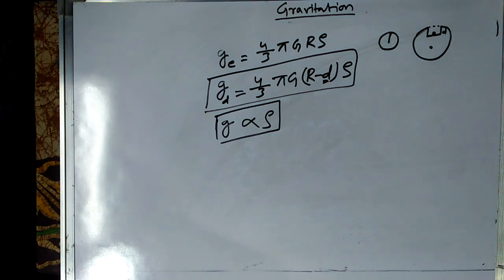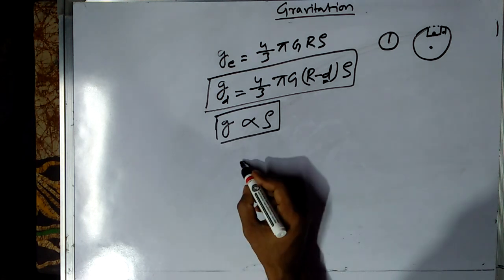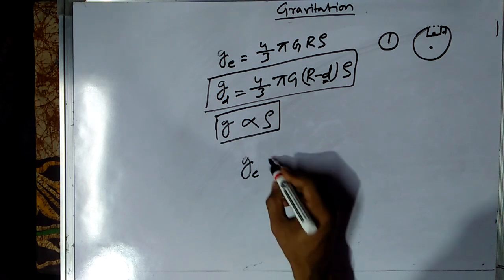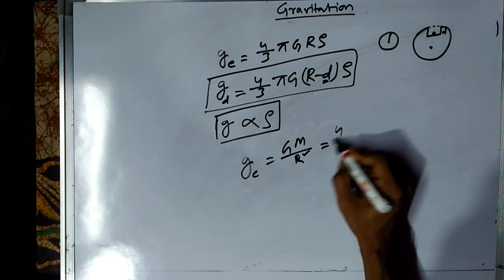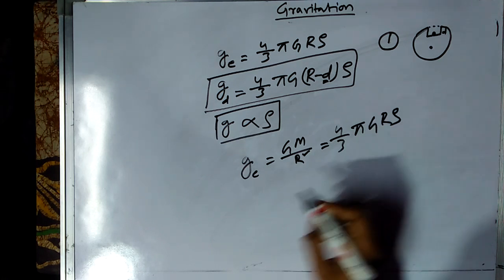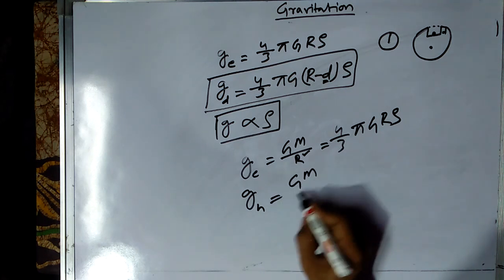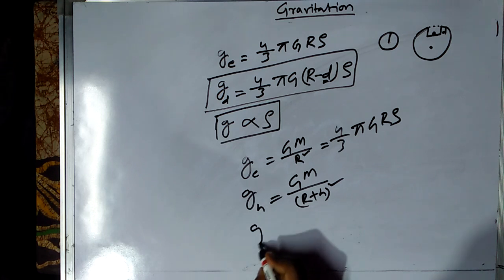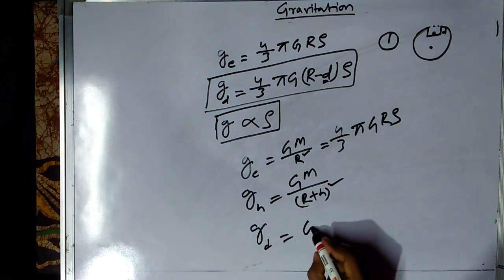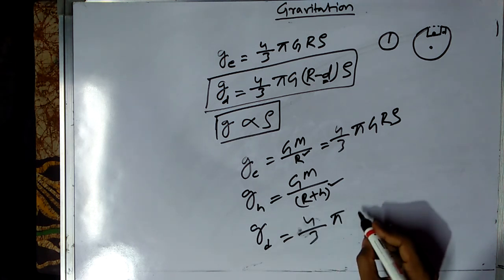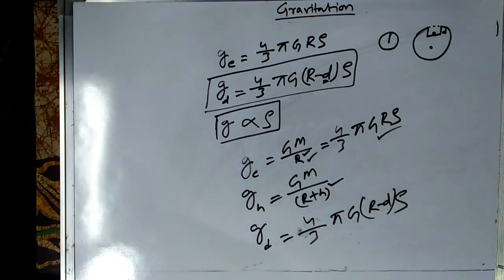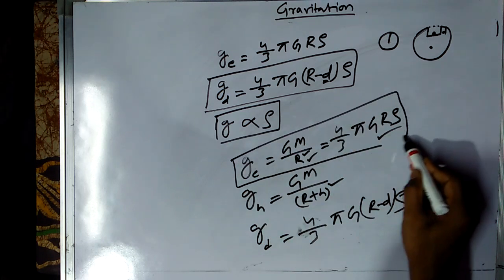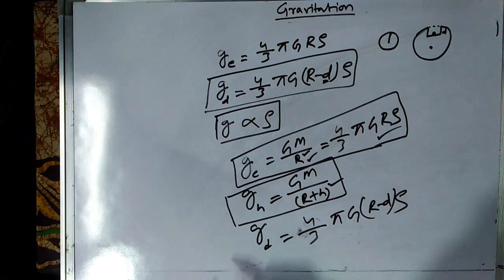So this is the acceleration due to gravity. We found that g at Earth is G M by r square. It is also equal to 4 by 3 pi G r rho, and g at height h is G M by (R plus h) square, and g at depth d is 4 by 3 pi G (R minus d) rho. For depth we consider this expression, and for height we consider this expression. So these are the important formulas you need to remember, and I hope you understand this video, and I will meet you in my next video.